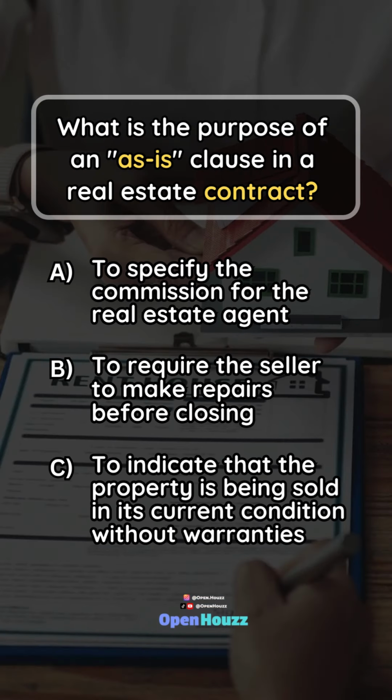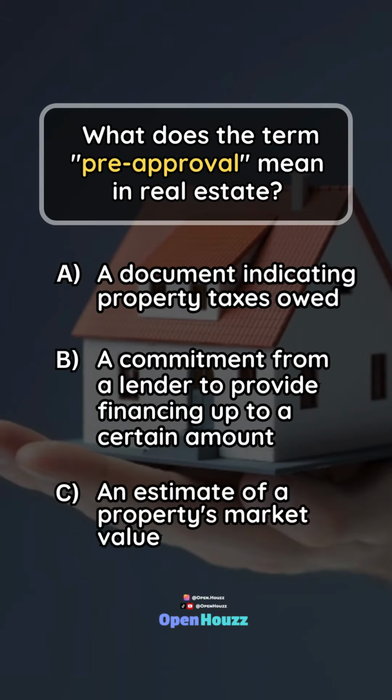What is the purpose of an as-is clause in a real estate contract? To indicate that the property is being sold in its current condition without warranties. What does the term pre-approval mean in real estate? A commitment from a lender to provide financing up to a certain amount.